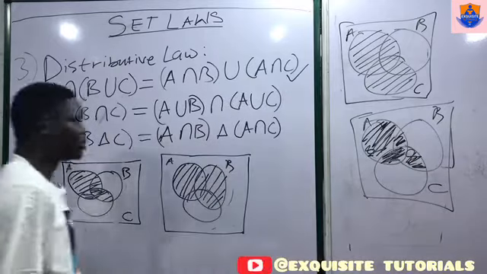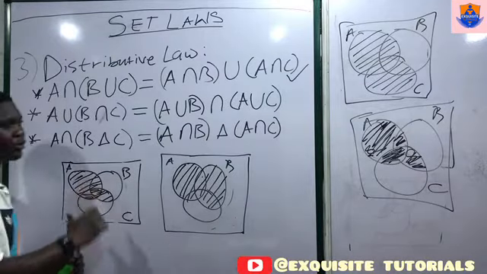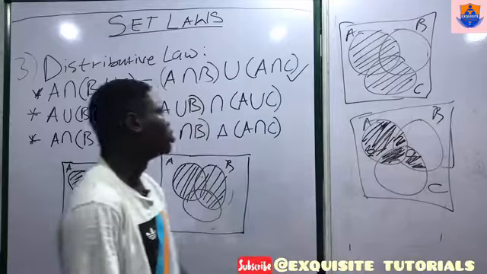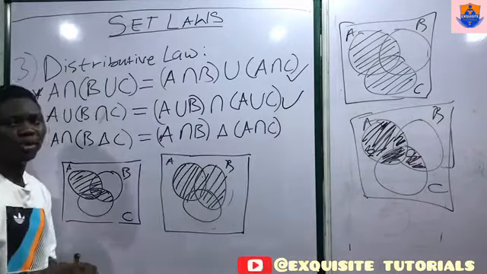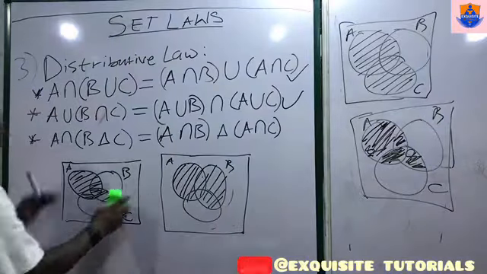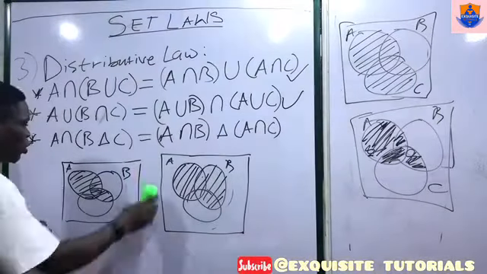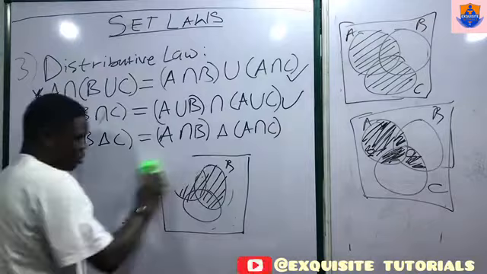So let's compare with this. If you observe closely, this shaded region is the same as this shaded region. So the second distributive law has been verified to be very true and correct. So let's check for the third distributive law if it is true and correct.